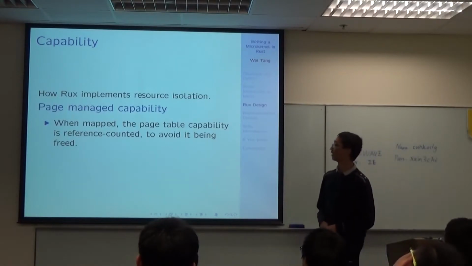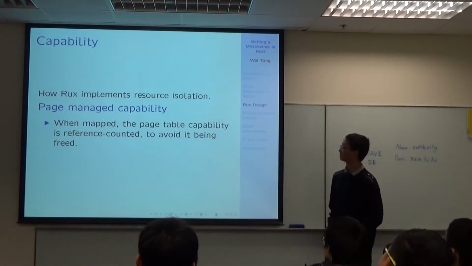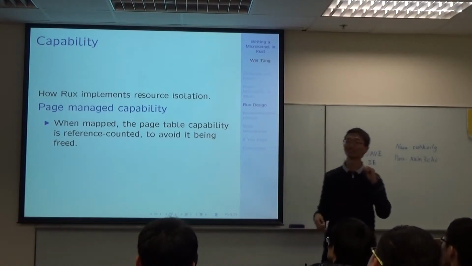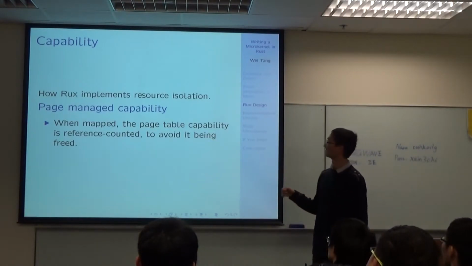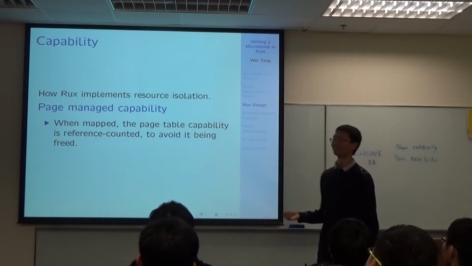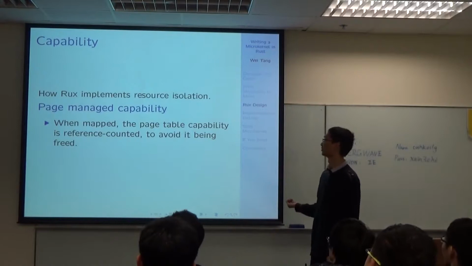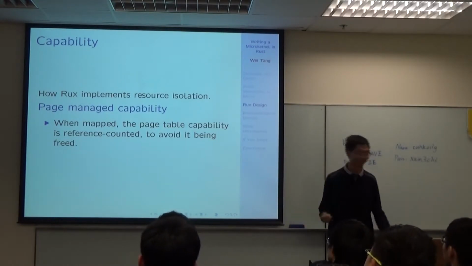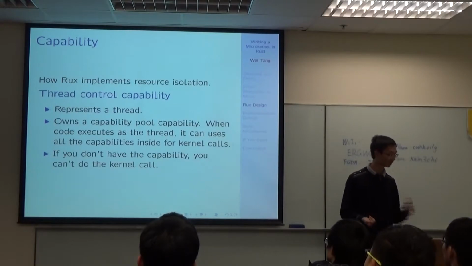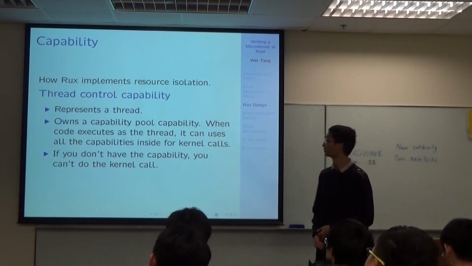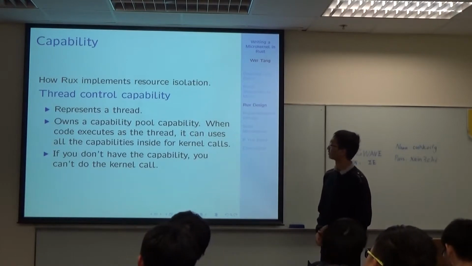And when a page is mapped, the page table capability is reference counted. So just to make sure the page is not being accidentally untyped into free memory while we still have some page mapped into here. There is also the thread control capability.